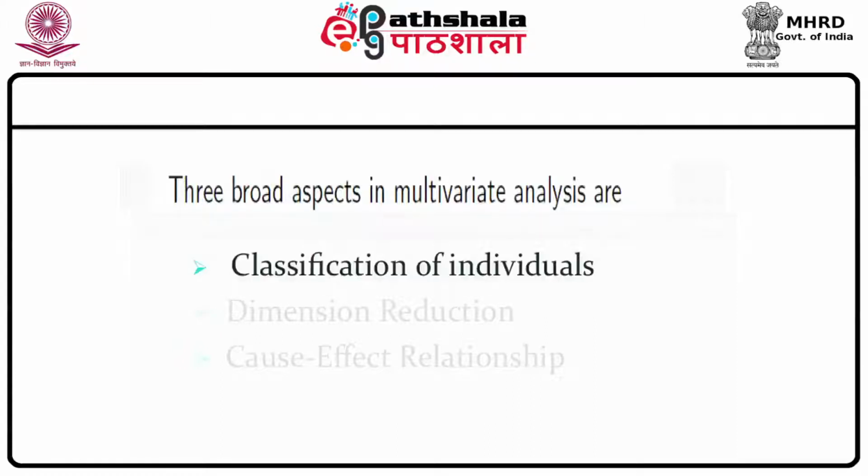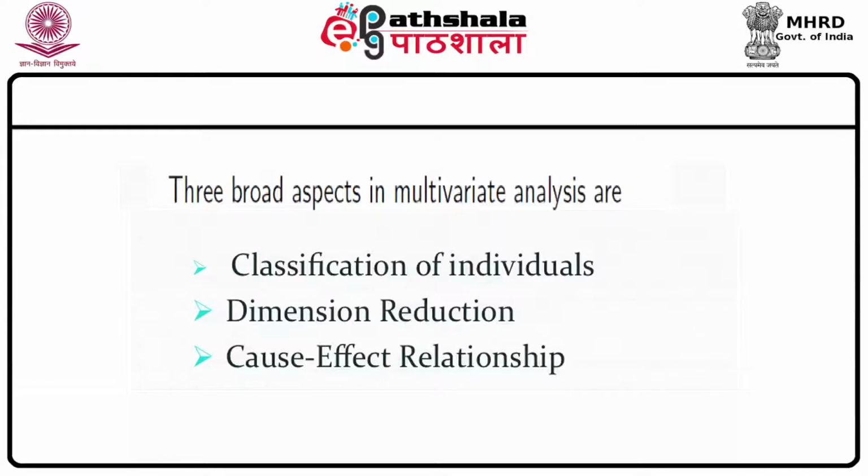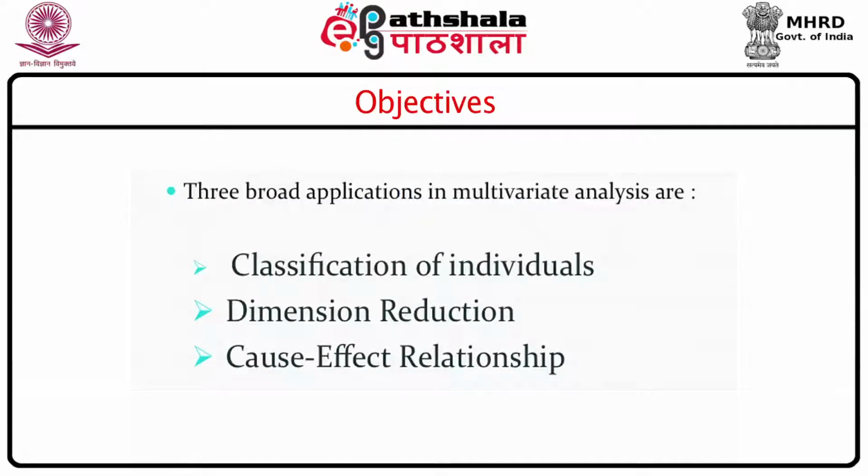One is classification of individuals, the second is dimension reduction, and third is the cause-effect relationship. Now, what is meant by classification of individuals? Very often we have a group of individuals with several characteristics, and we want to find out how closely the individuals resemble one another. So we want to find out the distance between these individuals regarding their similarity. That is referred to as a problem of classification.